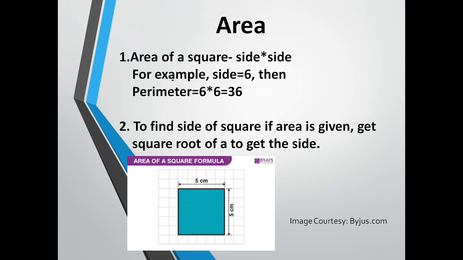Then area of a square. Okay, so now we are on to area. Area of a square is side into side. For example, side equals 6, then the area, not perimeter, sorry, this should be area. Area is equal to 6 into 6, which is equal to 36.